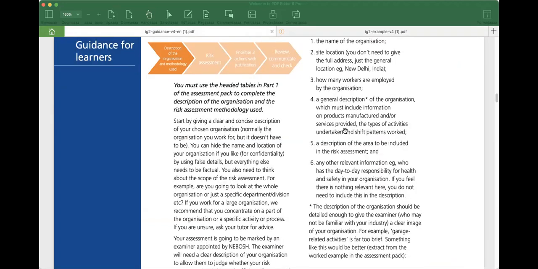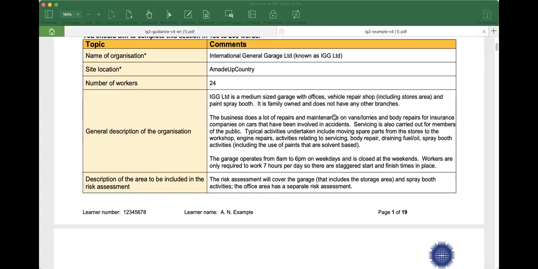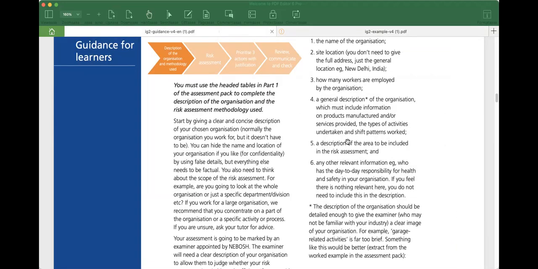The next type of information required is the type of activities. What type of activities were undertaken when you were carrying out the risk assessment? The typical activities undertaken include moving spare parts from the stores to the workshop, engine repairs, activities relating to servicing, body repair, draining fuel oil, and spray booth activities. So these were the activities undertaken.